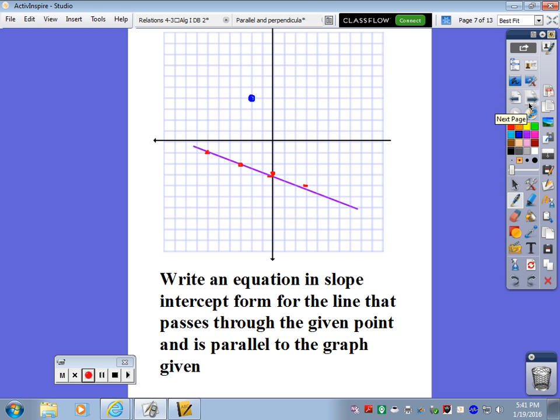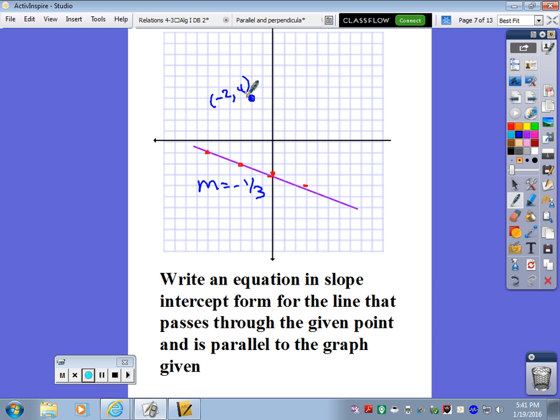So here, they want to do the same thing, and the only thing I need from the line given is the slope. Look at it. Is it positive or negative? It falls to the right, so it's negative. So it's 1 over 3. So m is equal to negative 1/3. My point here is negative 2, positive 4.